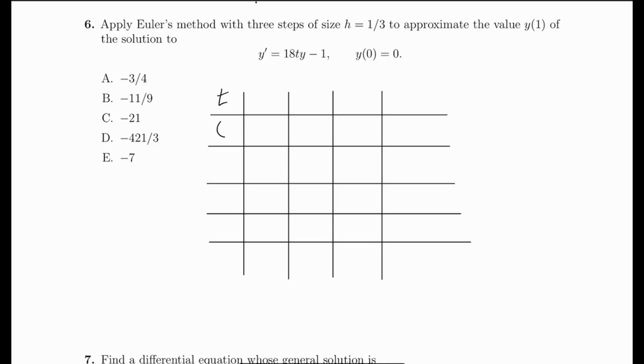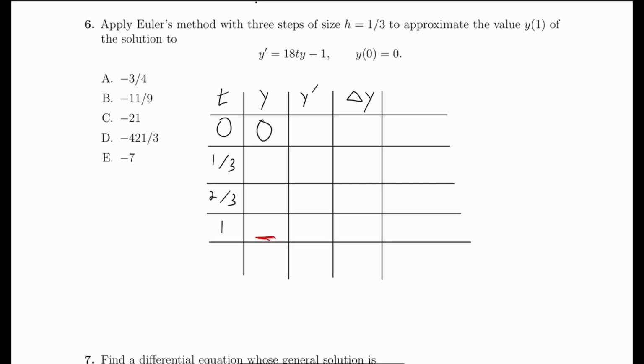We know that we're starting at 0, because that's what we're given here. And we're going in step sizes of 1/3, so our next t will be 1/3, then 2/3, and then 1. Our second column will be our dependent variable, so y. And what we're ultimately looking for is y of 1, so we're looking for what goes in that box. We know that at t equals 0, y is also equal to 0. Our next column is going to be y prime, and then delta y, so your change in y.